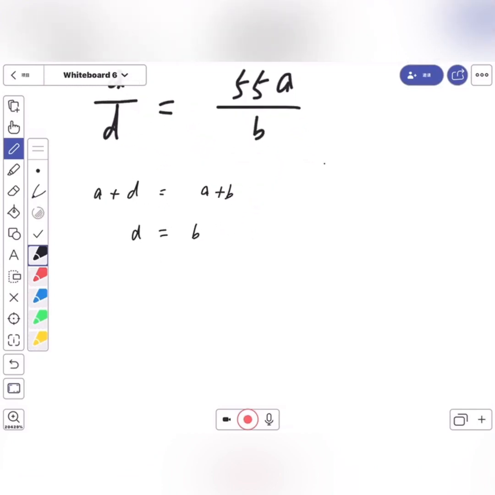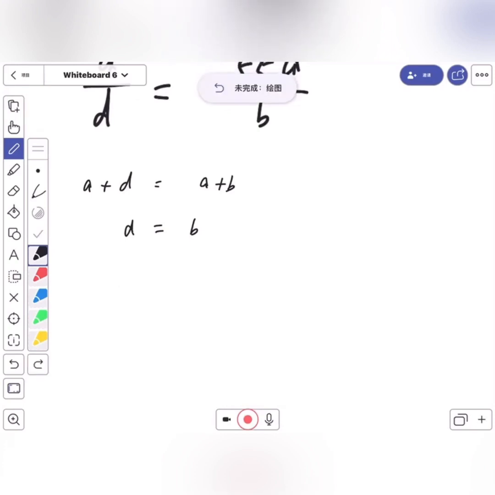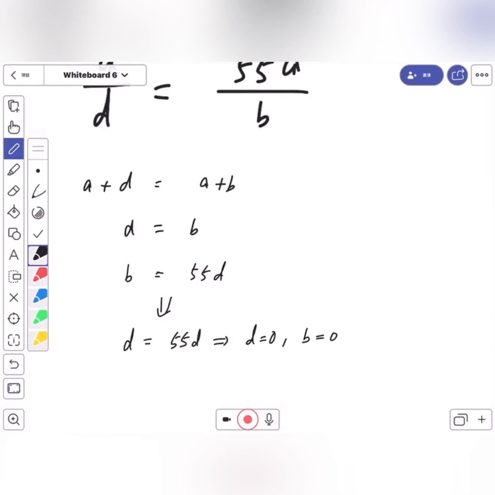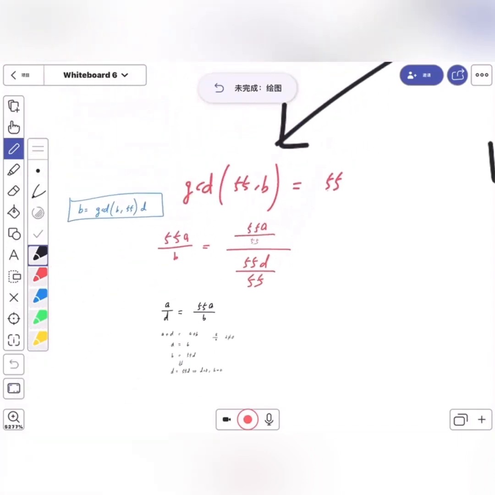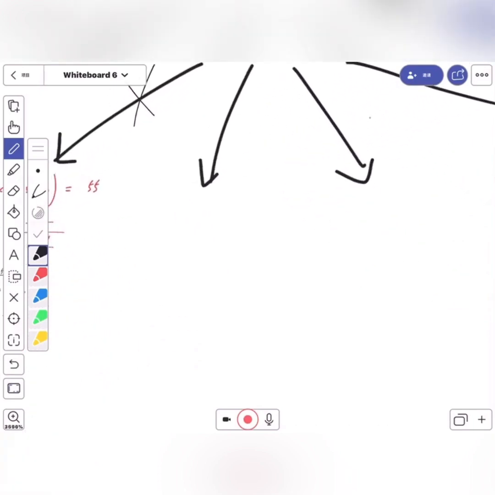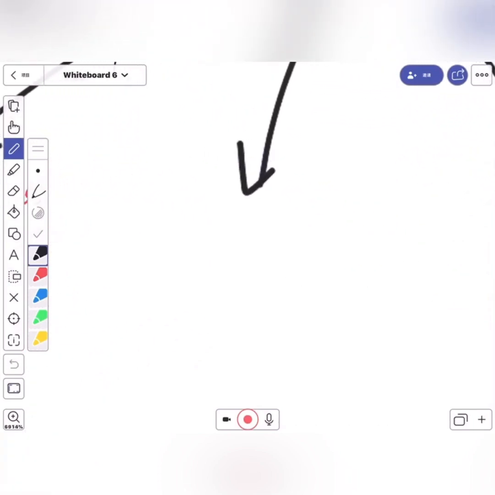But we know that b is also equal to 55d. So this basically means that d is equal to 55d, which means d is equal to 0, b is equal to 0. But we know that because the fraction is a over b, then b cannot be 0, so essentially we have a contradiction. So essentially this branch would not work. Now what if, the second case, GCD of b comma 55 is gonna be equal to 11.